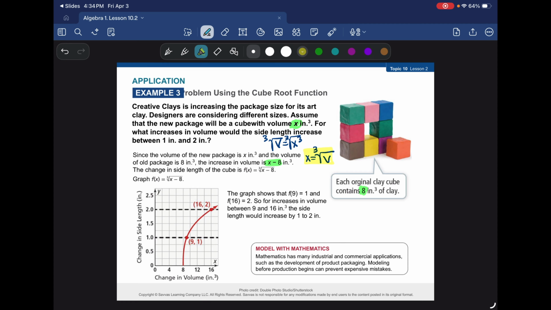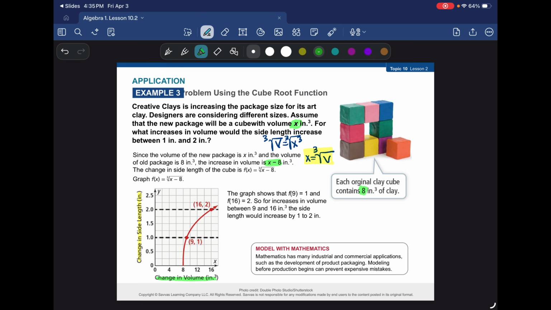Okay, so we know that the change in volume is x minus 8. And if our function is going to represent the change in side length, notice our y-axis, our output, is measuring the change in side length, whereas our x-axis is measuring the change in volume. So in order to evaluate the change in side length, I would need to take the cube root of the change in volume. So I would be taking the cube root of x minus 8 to calculate a side length.